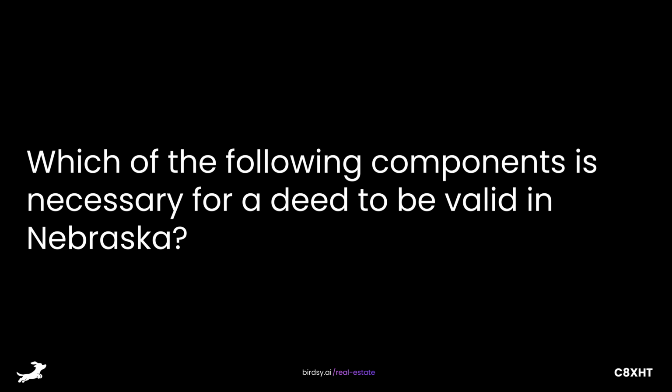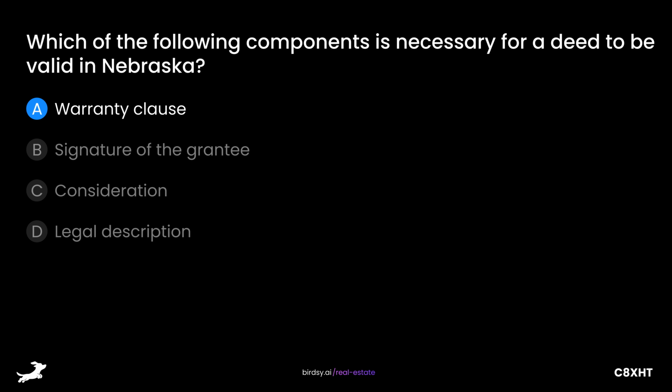Which of the following components is necessary for a deed to be valid in Nebraska? Is it A, warranty clause, B, signature of the grantee, C, consideration, or D, legal description? The answer is D, legal description.